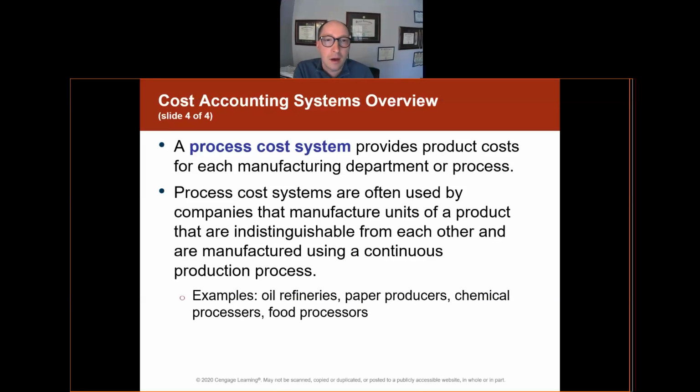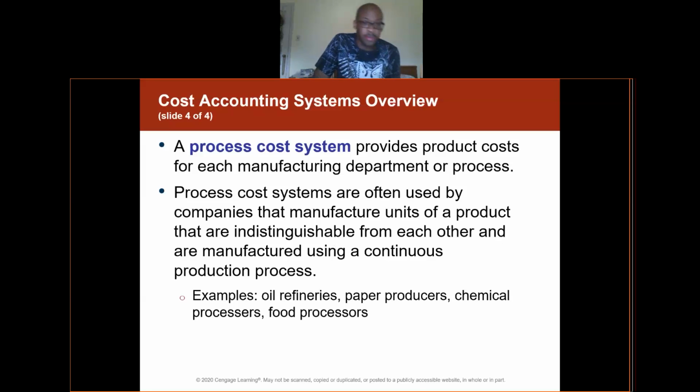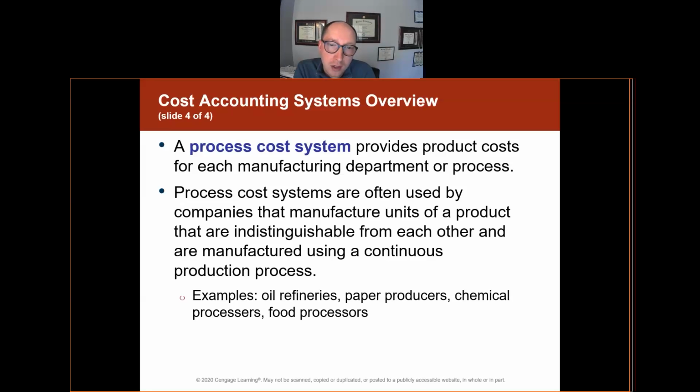Thank you. Okay, so that's the job order cost system. The process cost system is a company that manufactures continuously. Examples would be an oil refinery, paper producer, chemical processor, food processor, ice cream manufacturer, or milk processor. When you hear the word process cost system, think continuous. When you hear job cost system, think individual customer orders. So job, individual. Process, continuous.